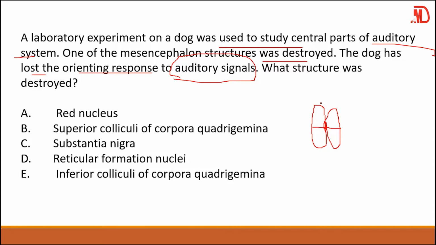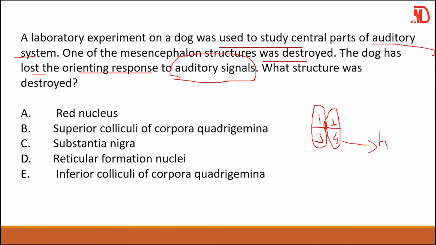It's divided into structures known as colliculi. The right word is colliculi. So it has four colliculi: 1, 2, 3, and 4. Two are superior and two are inferior. Now, the inferior ones are for hearing.